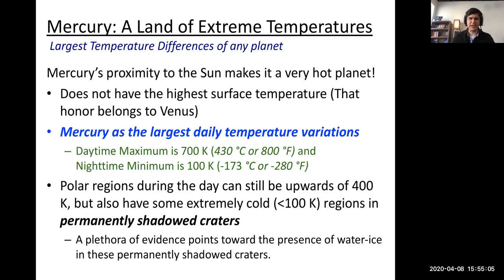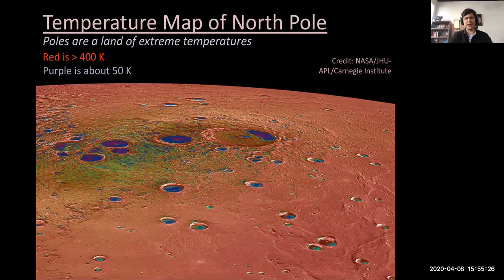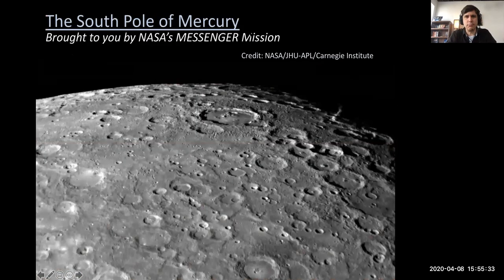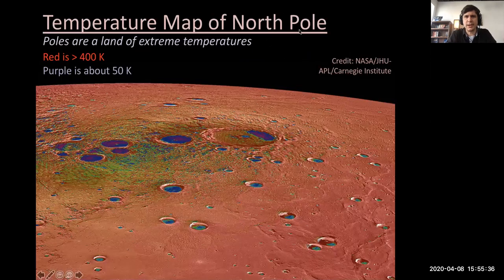There is a plethora of evidence that, just like with the moon, in these polar permanently shadowed craters there is water ice. So despite being the closest planet to the sun, it's very, very likely that Mercury does have water ice on it, just in these permanently shadowed craters at the poles. Now I want to show you what that would look like and switch to some of these global views. Here's a temperature map of a Mercury polar region. What we're looking at here is a map of the North Pole. The red color is about 400 Kelvin.